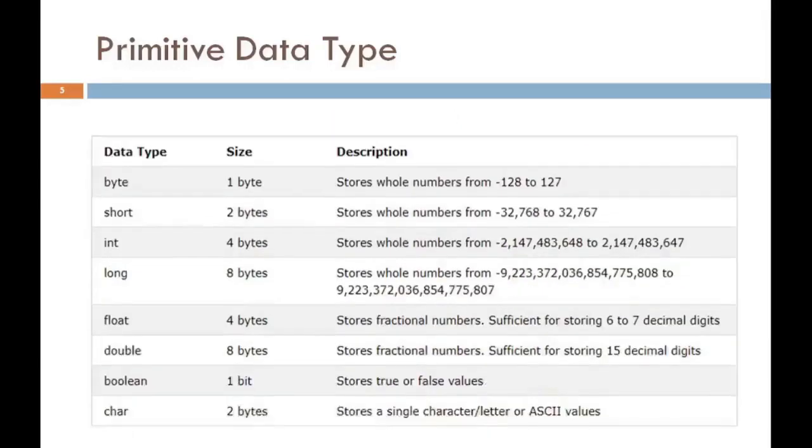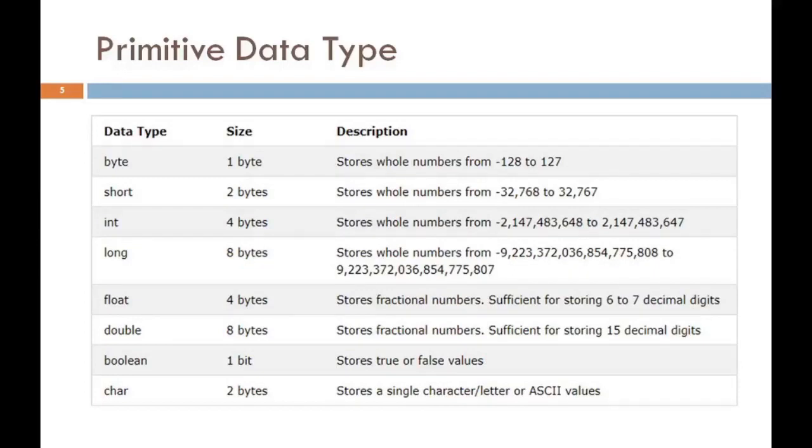Now we will see the size and range of these 8 data types in Java. These are the 8 basic primitive data types in Java, like byte, which has a size of 1 byte and which stores numbers from -128 to 127.